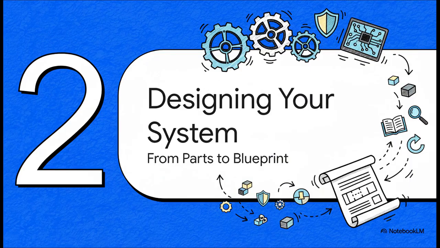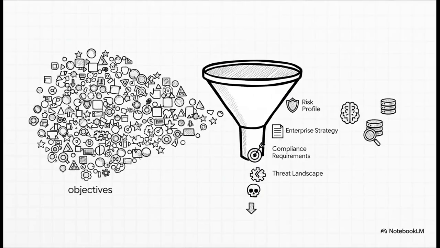Okay, so we've got our catalog of 40 parts. Awesome. But how do we pick the right ones for us? This is where the design phase comes in. This is where we go from a generic list to a truly custom-made solution by selecting and prioritizing what matters. COBIT 2019 gives us these things called design factors. The easiest way to think of them is like filters.